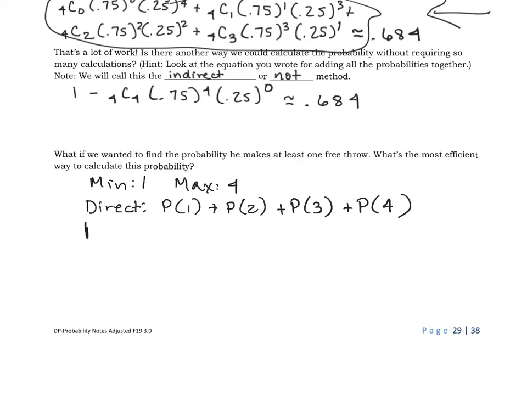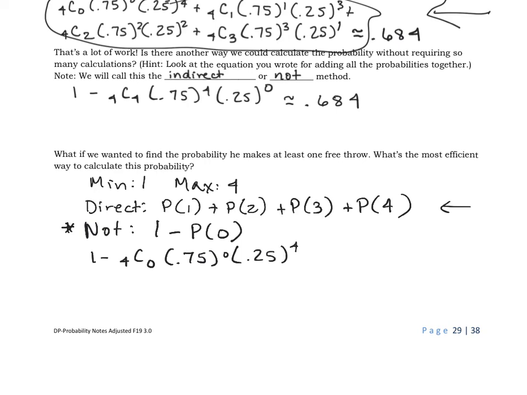Now if I did the not method, I could instead do 1 minus, now what would be missing from that? The probability of making 0 free throws. Now I know what I think is easier, so I'm going to go ahead and choose the not method. Okay, so I have 1 minus 4C0 times 75 hundredths to the 0 power times 25 hundredths to the 4th power, and I get 996 thousandths.